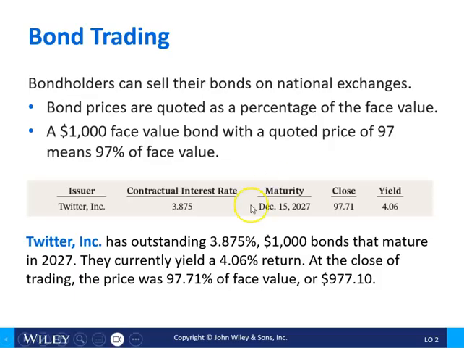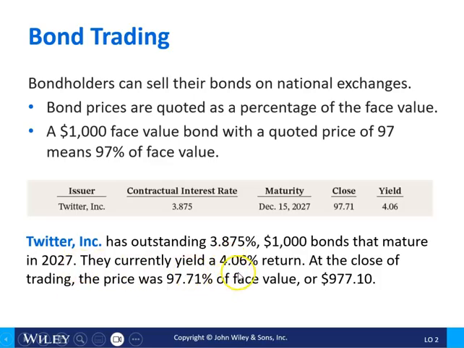So here's an example, and this is a little bit old because Twitter is now X, but Twitter had bonds that were paying 3.875% interest. They matured on December 15th, 2027. At the close of the trading day, 97.71 was the price. So it's 3.875%, $1,000 bonds that mature in 2027.